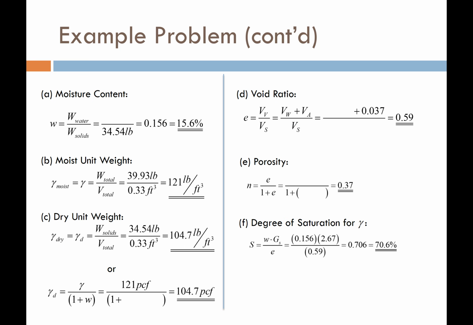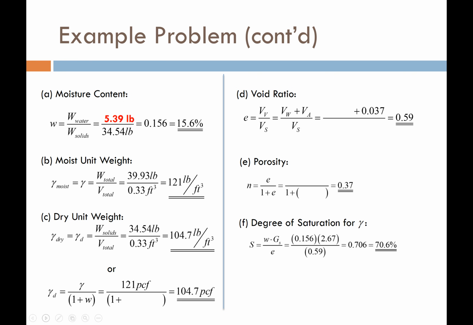Now with this information, we can go through and we can calculate all of the different parameters that we were asked for. For instance, moisture content, it's the weight of the water divided by the weight of the solids. Well, weight of the water is just 5.39 pounds. So plug that in and we get 15.6% for our moisture content. You can see plugging and chugging for moist unit weight, for dry unit weight. It's very, very easy to solve these parameters once we have the phase diagram.